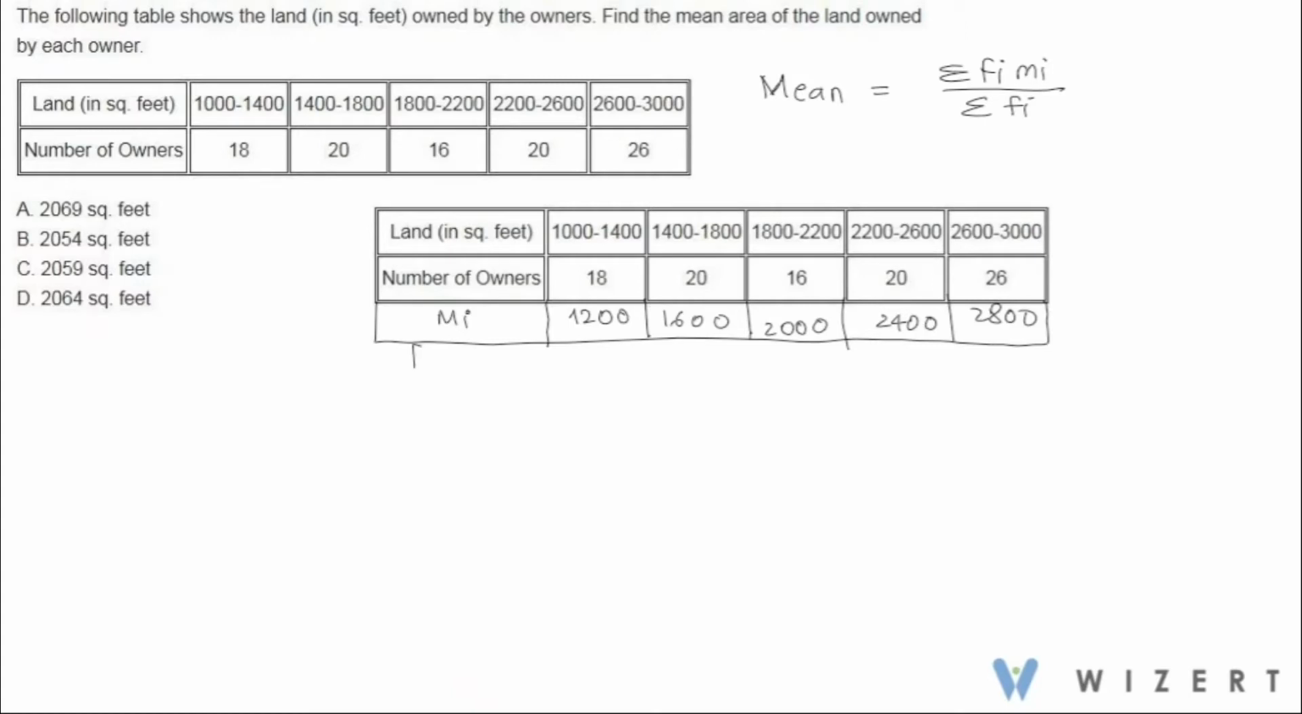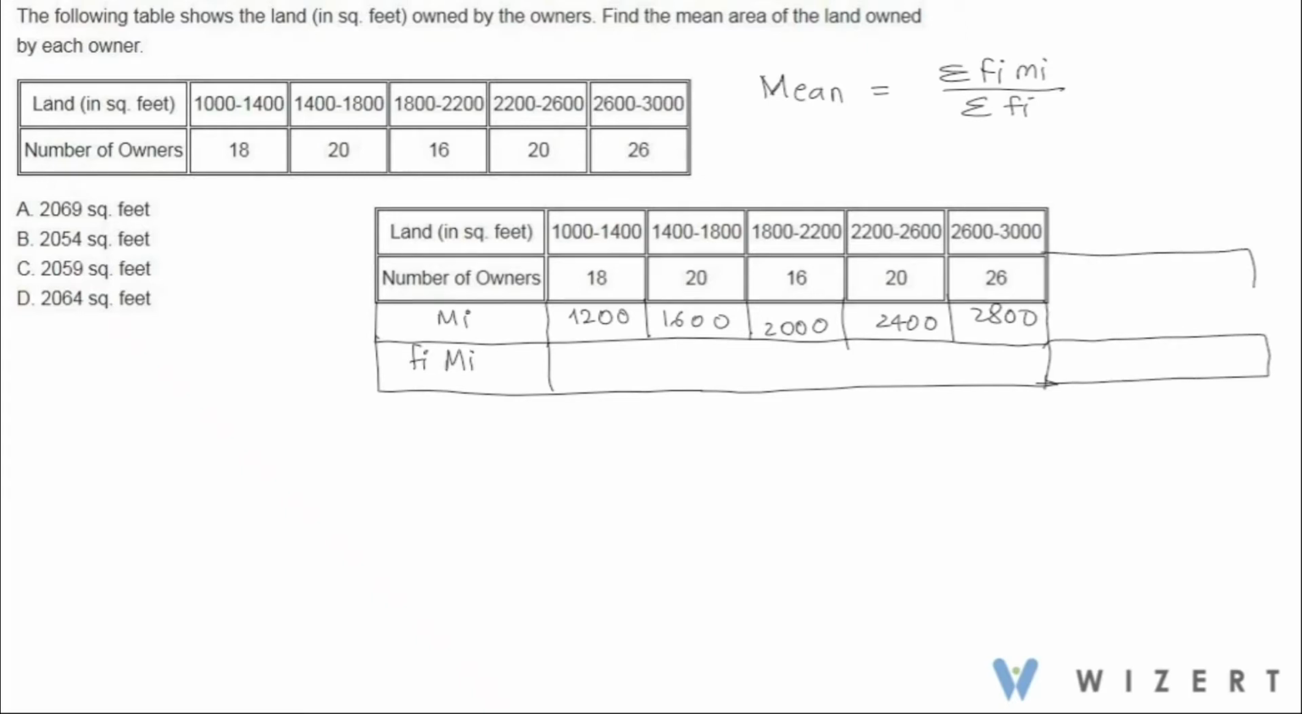Now let's write the multiplications of Fi and Mi. So let's see what we get. We need a column for totaling these two. Okay, 18 into 1200. So 18 2s are 36, 18 1s are 18 plus 3 is 21. So 21600. This is 32000. 16 2s are again 32, again 3 zeros. 24 2s are 48, 3 zeros.